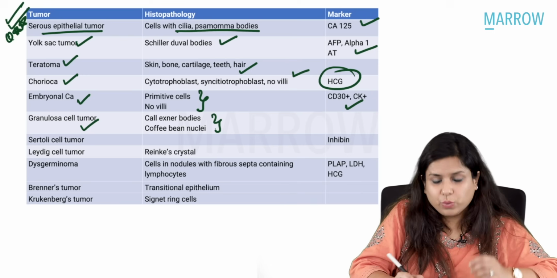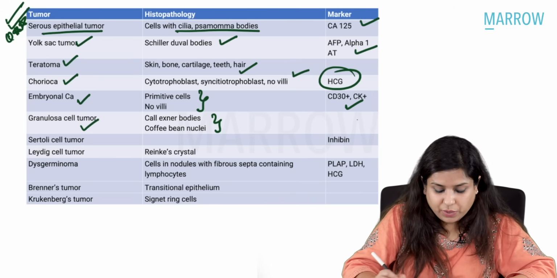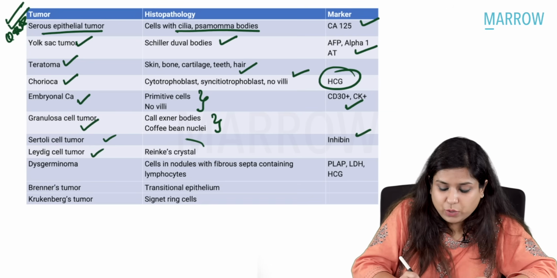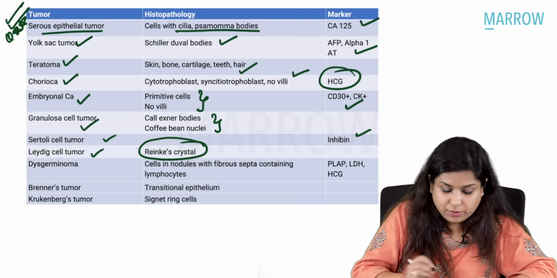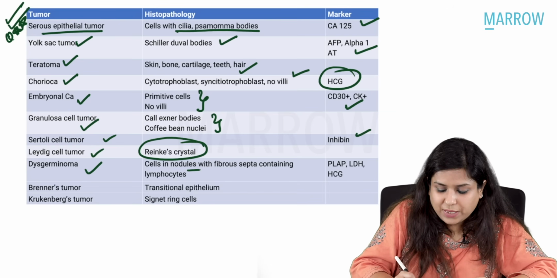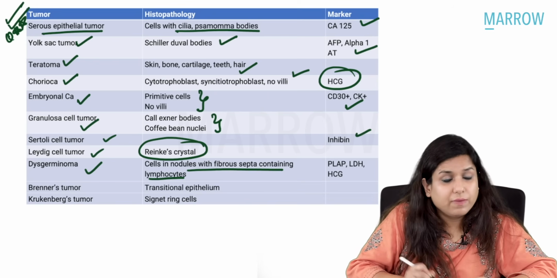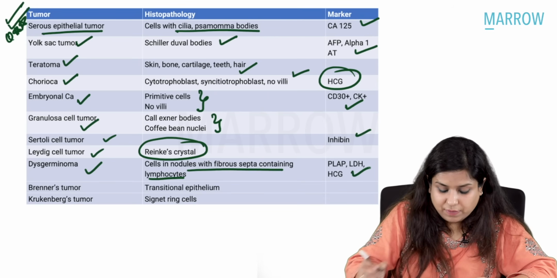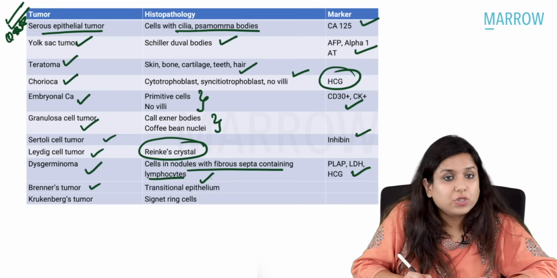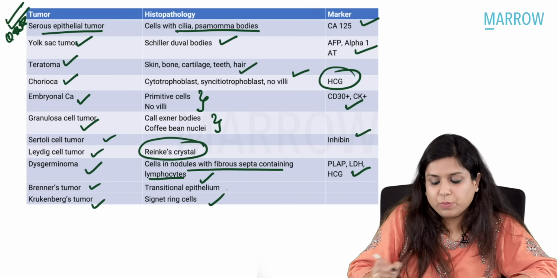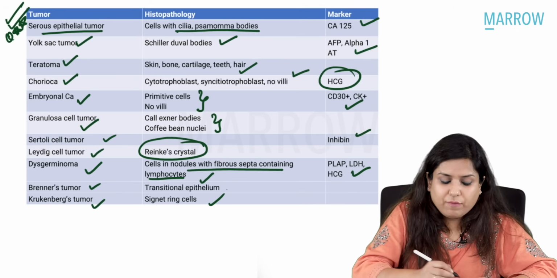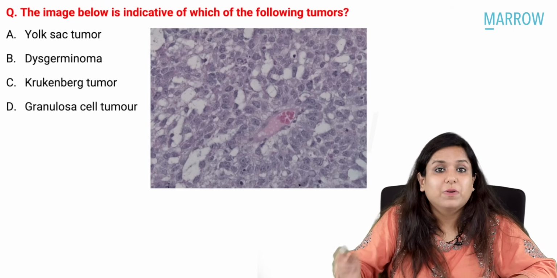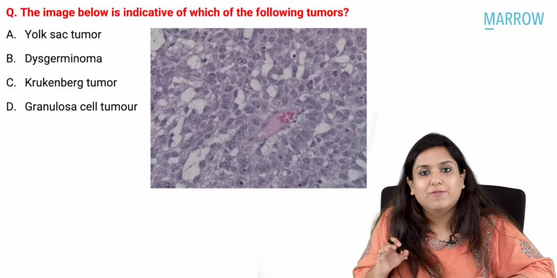Granulosa cell tumor will show Call-Exner bodies and coffee bean nuclei. Sertoli cell tumors are inhibin positive. Leydig cell tumors will show the presence of Reinke crystals. Dysgerminoma will show cells in nodules with fibrous septa containing lymphocytes. They are PLAP positive, LDH positive or HCG positive. Brenner's tumor will show transitional epithelium. Krukenberg's tumor will show signet ring cells. Very important table.